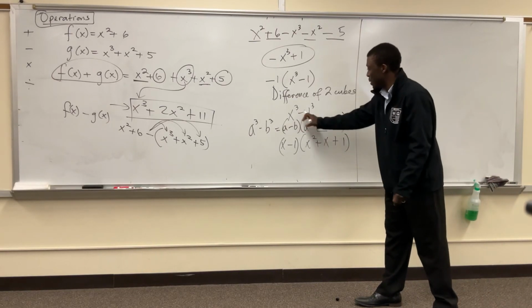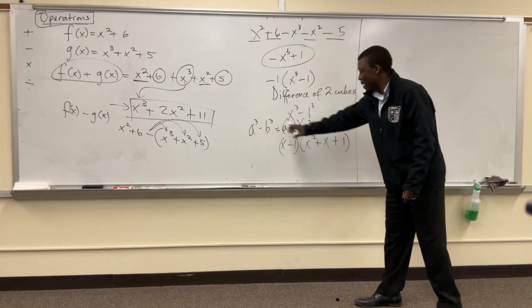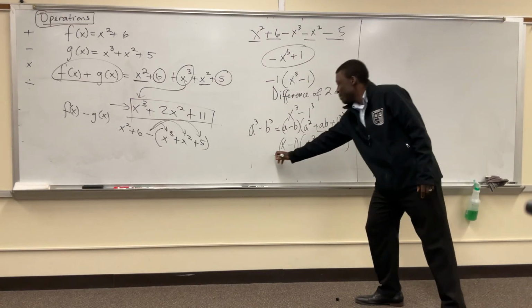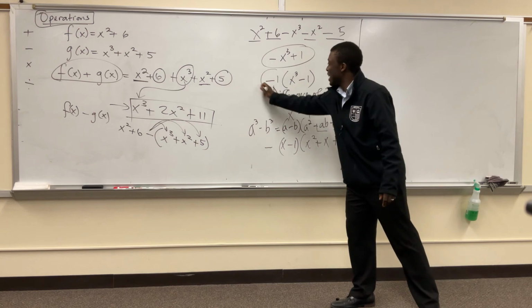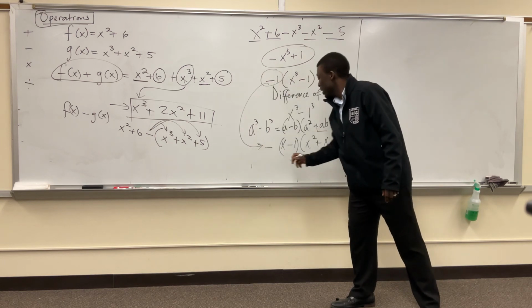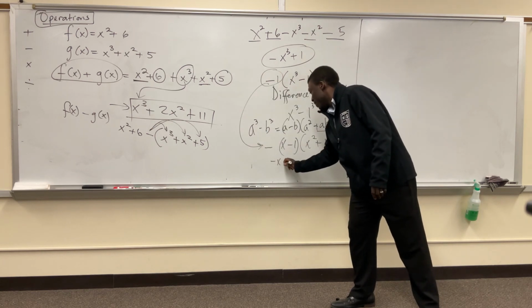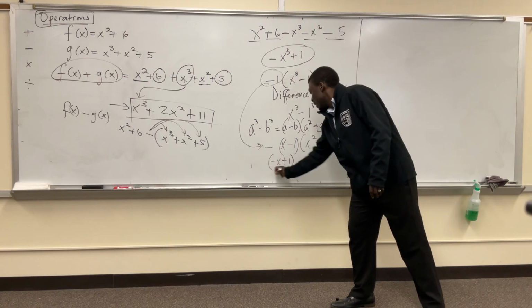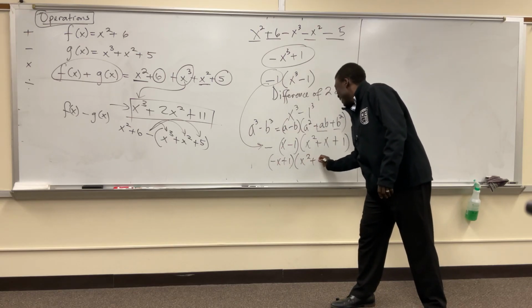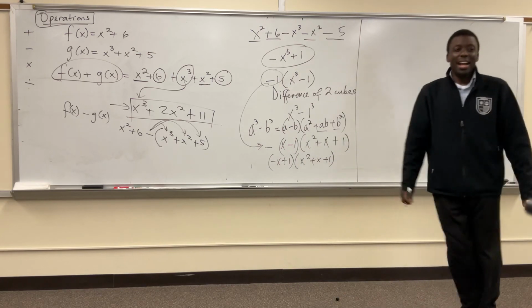So ab would be, again, you have that 1 and you have x, 1 times x is just x. And there's a negative, this negative 1 here. And basically that could be written like that. And then that. And we're done.